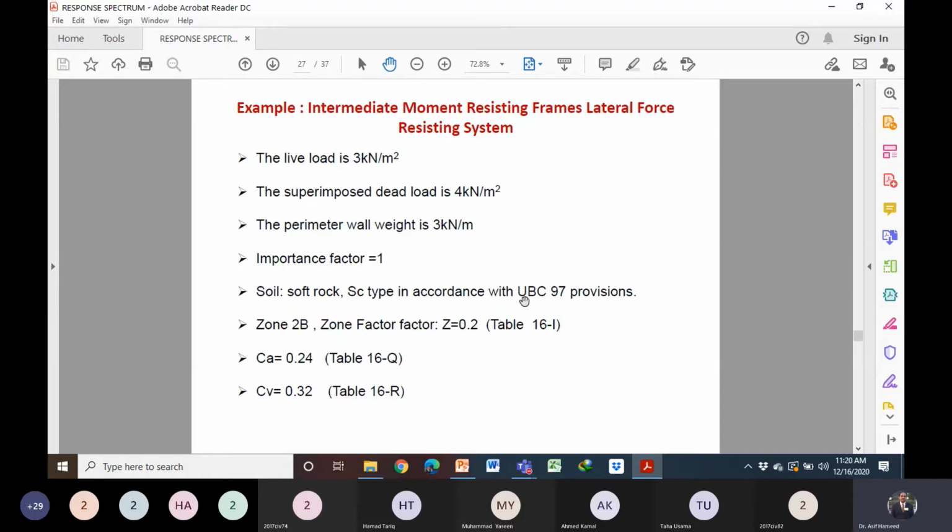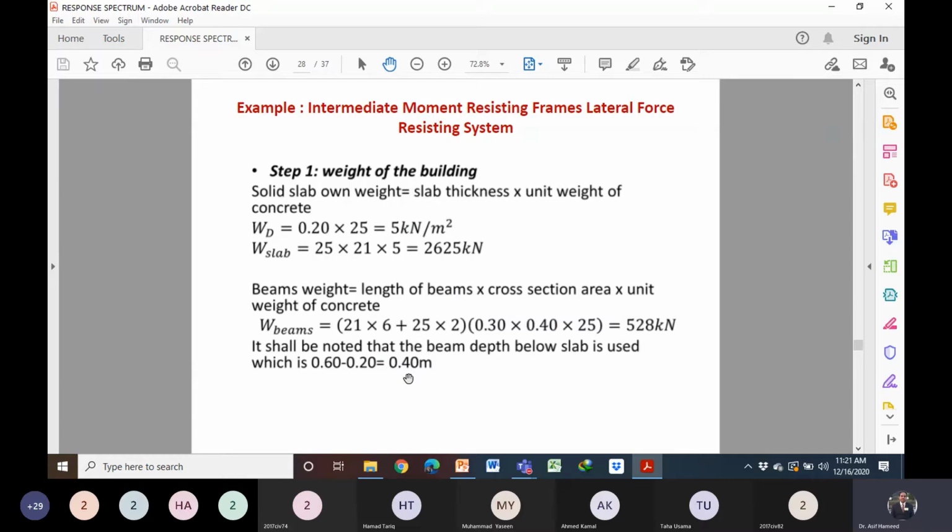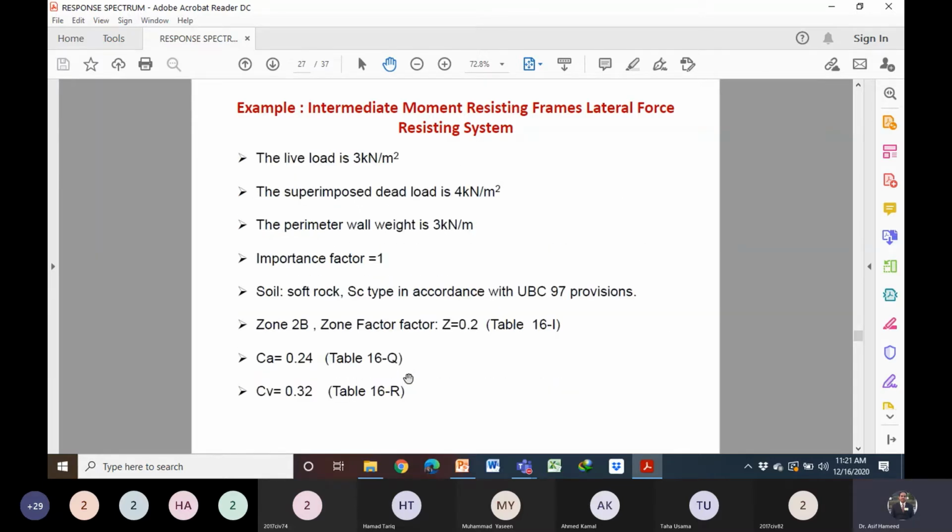We have to use UBC 97 provisions. This building is in zone 2B, and the zone factor for zone 2B is 0.2. We can pick it from the table. And then the values for CA and CV, again, we can see from the tables if we have the zone and the type of the soil. These are taken from Table 16Q and 16R of UBC. So this is the data.